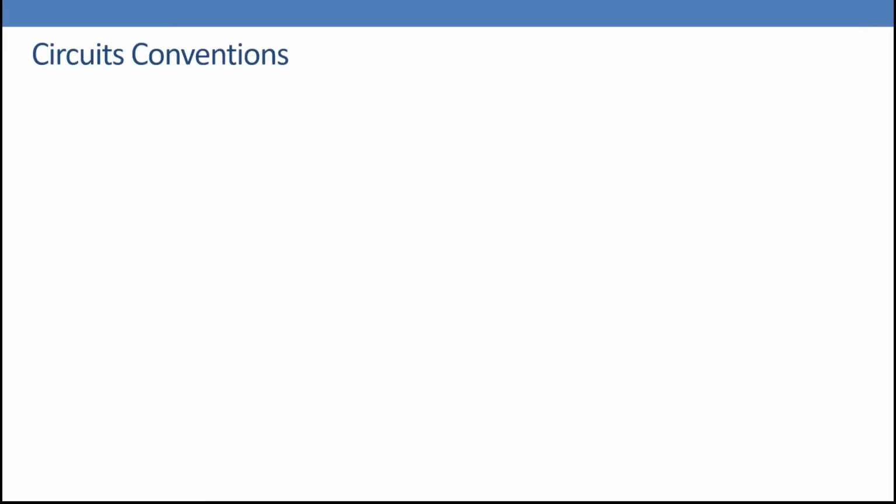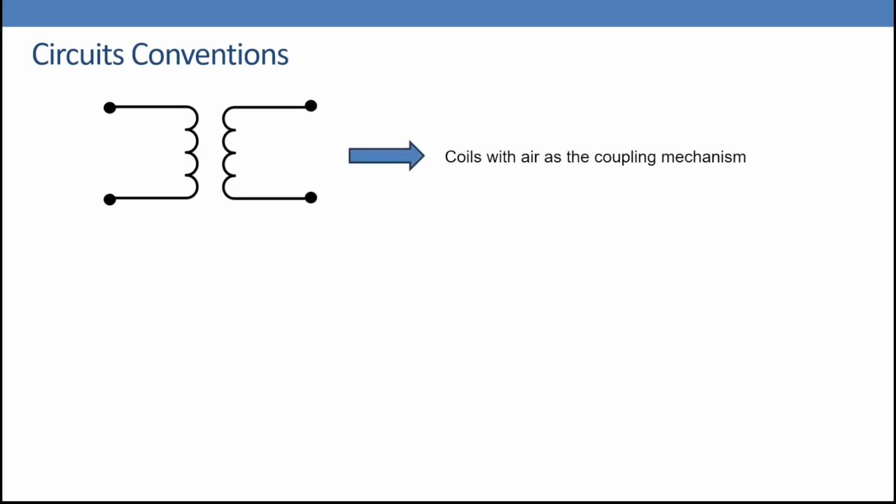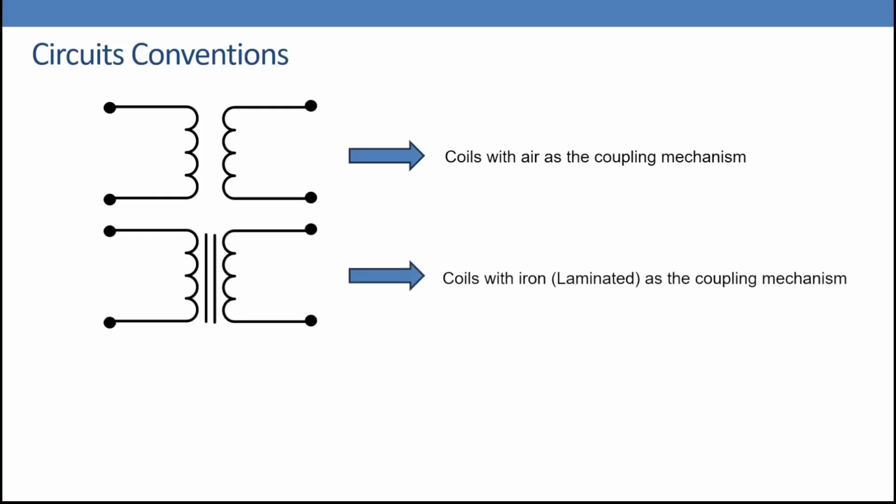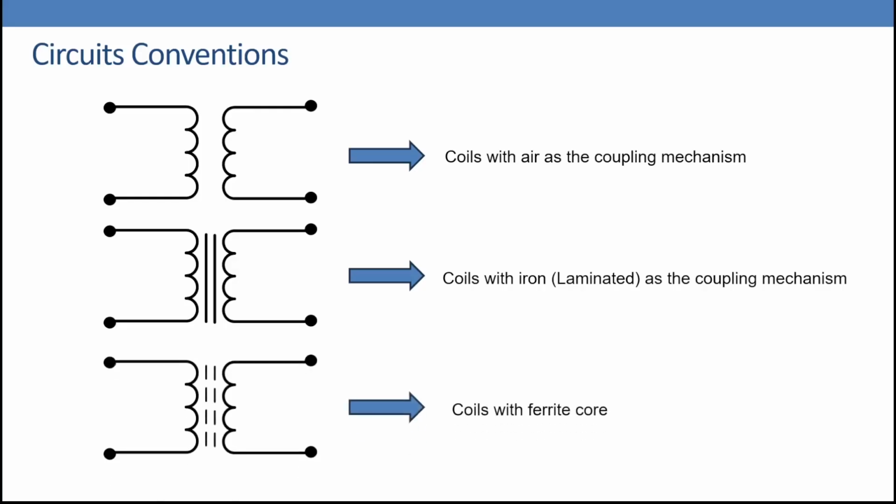Before going to explain the mutual inductance, I'm going to introduce the circuit convention. If I have two coils like those, this means coils with air as the coupling mechanism. If we have the symbol like this one, this means coils with laminated iron as the coupling mechanism. If we have these two bars with the line in the middle dashed, it means coils with a ferrite core. So it's time now to start the mutual inductance.